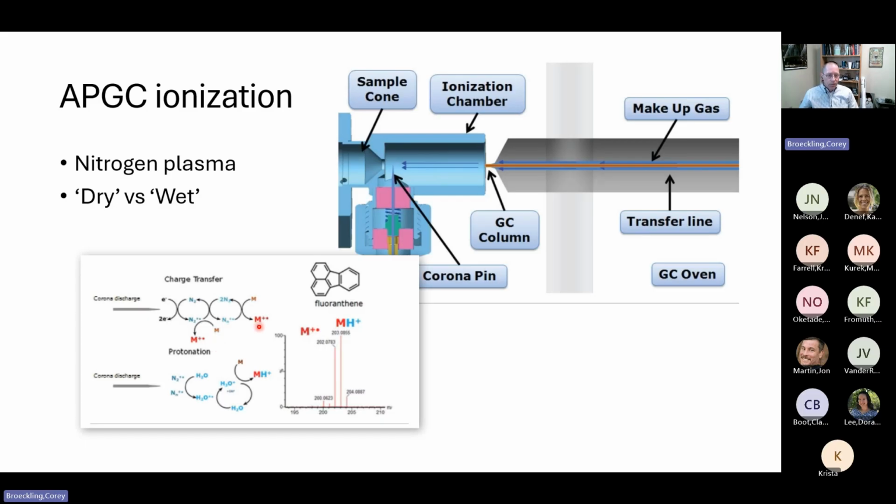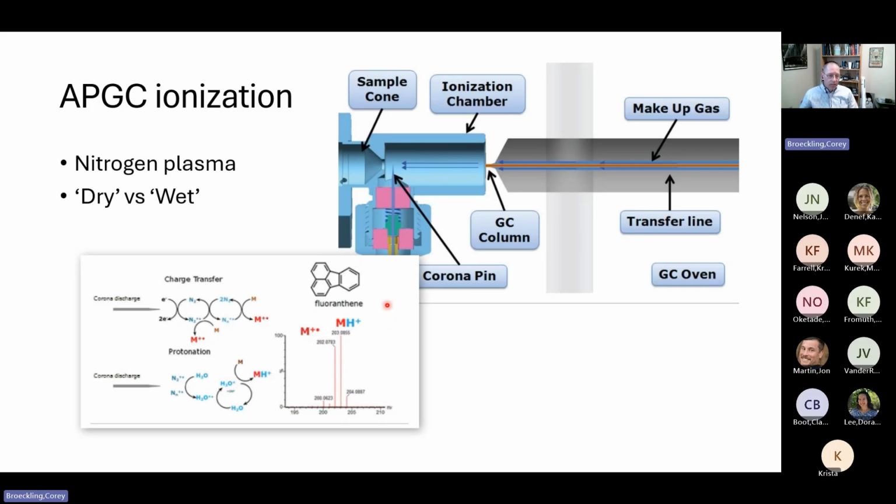Now, what we can also do is introduce a polar vapor, such as methanol or water, into the source, such that the nitrogen radicals ionize the polar vapor, water vapor, or methanol vapor, and that can induce a proton transfer reaction so that we get protonated species.